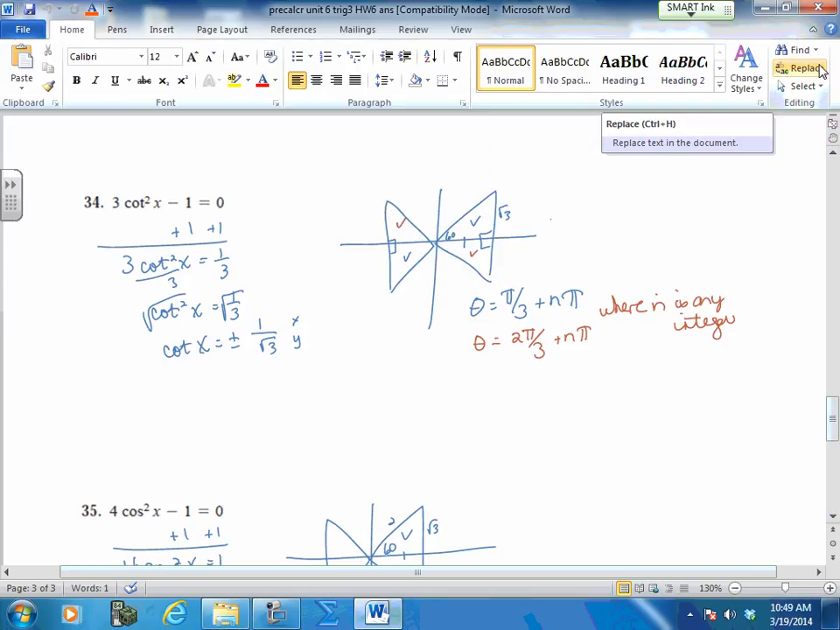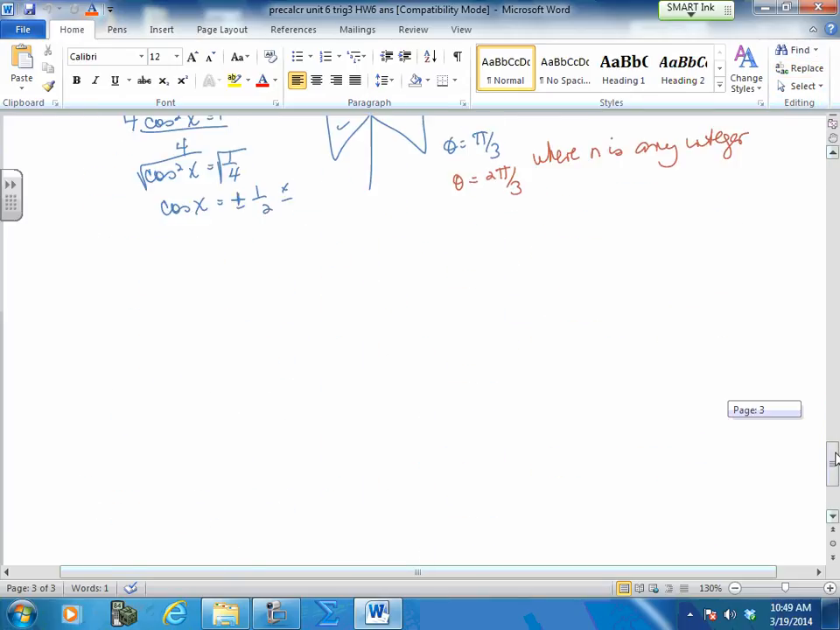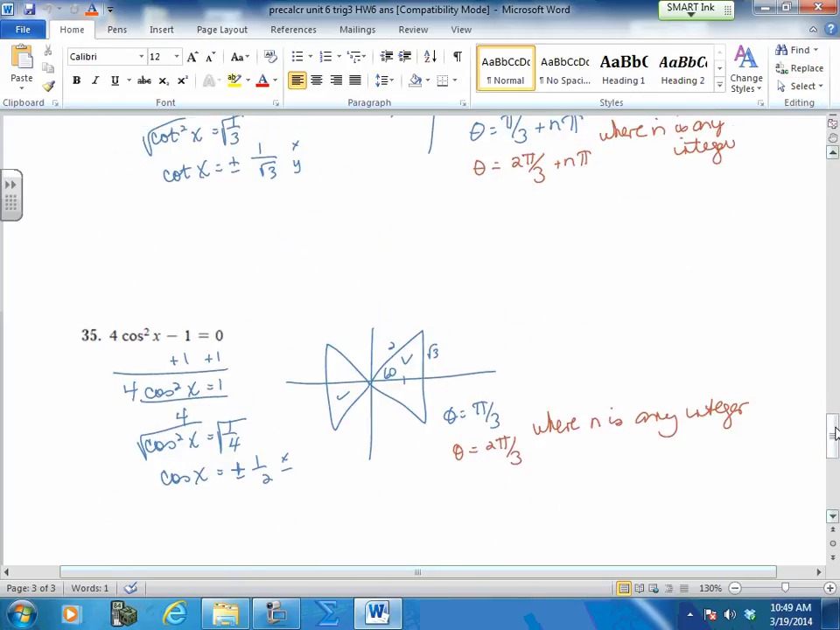Okay, and is this your last one? This is the last one. Okay, now here's a good one for cosine. When cosine squared, this happens to cosine squared, you can take the square root of cosine squared to give you your plus or minus.